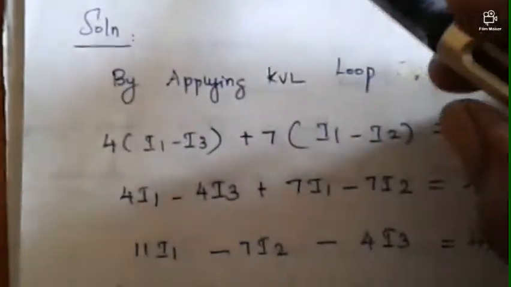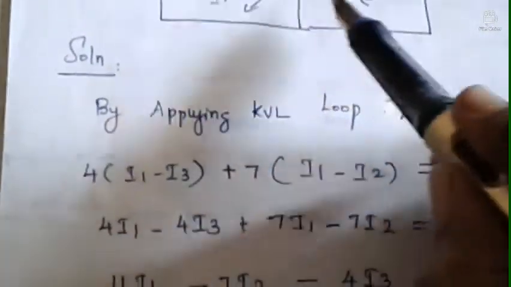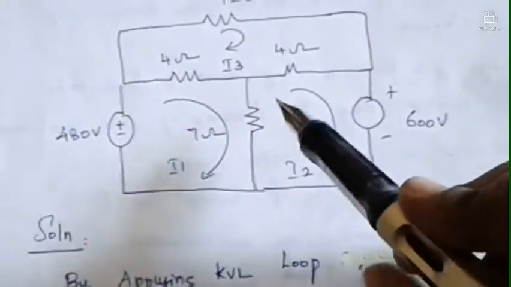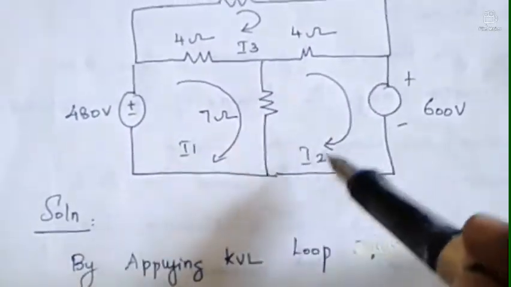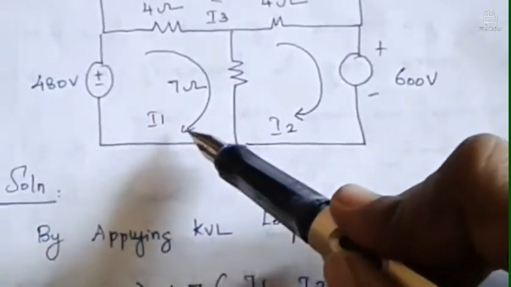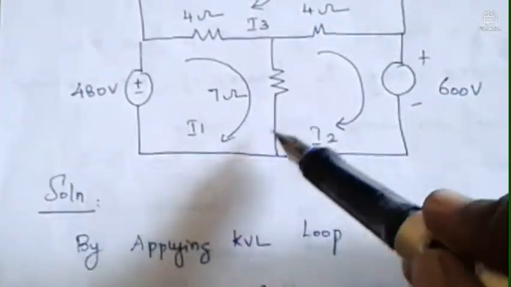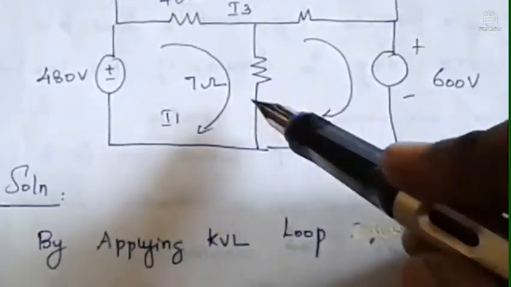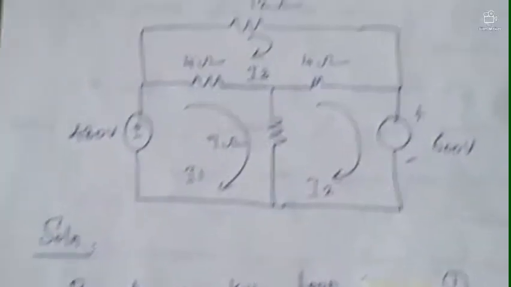So across the 7 ohm, what is the potential? 7 into the current. The 7 ohm resistor has 2 different currents: I1 in the first loop and I2 in the second loop. These 2 currents are flowing in opposite directions. Here I1 flows up to down through the 7 ohm resistor, and I2 flows down to up. So whenever you have 2 adjacent loops in the clockwise direction, you have to take the difference of the 2 currents and then put the potential. So 7(I1 minus I2), equal to 480, which I already put.